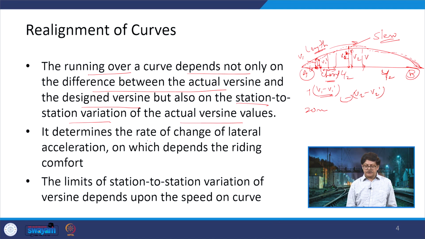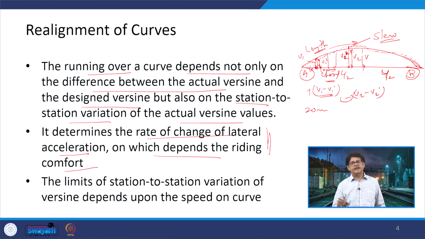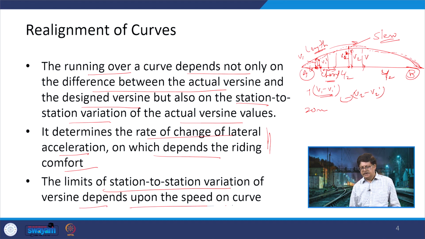Now, it determines the rate of change of lateral acceleration on which the riding comfort depends, because this is also related to the variations in how the two rails are provided and the deviations that are coming, with the train moving on top of it. So, there is a change in the lateral forces, and the rate at which it is changing will make a difference. The limits of station to station variation on the Versine depend upon the speed on the curve.